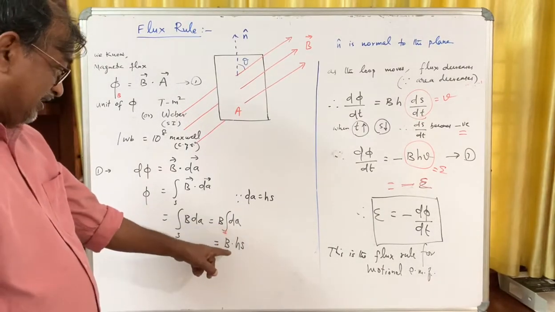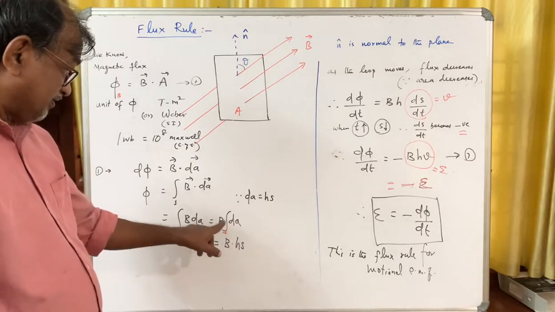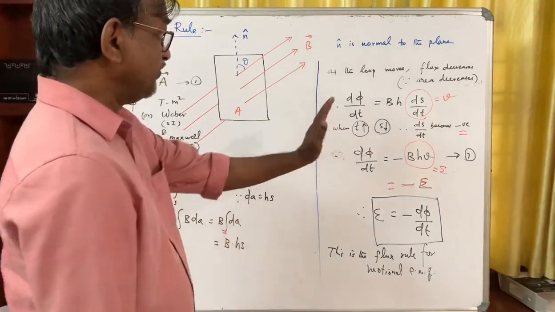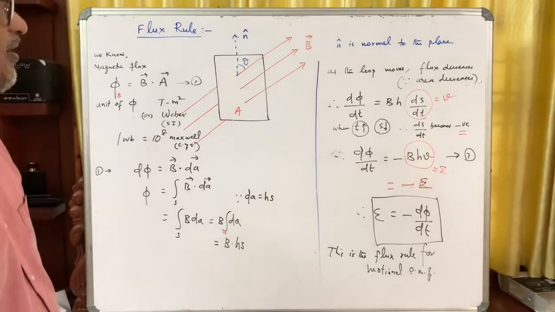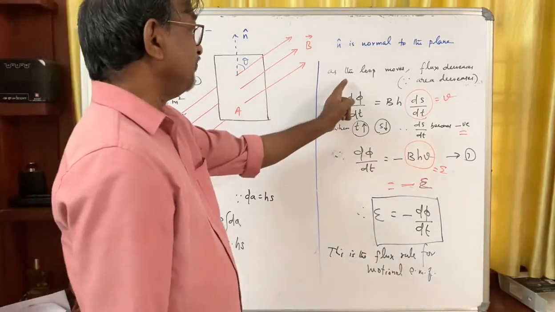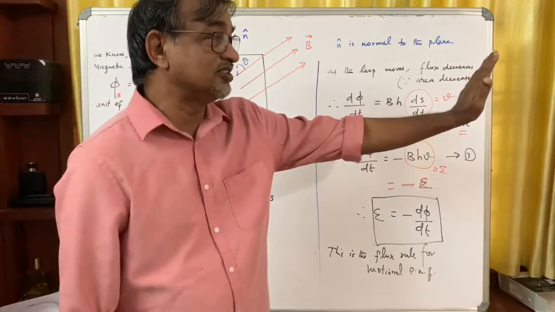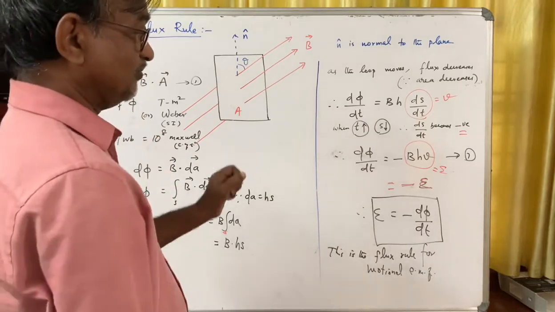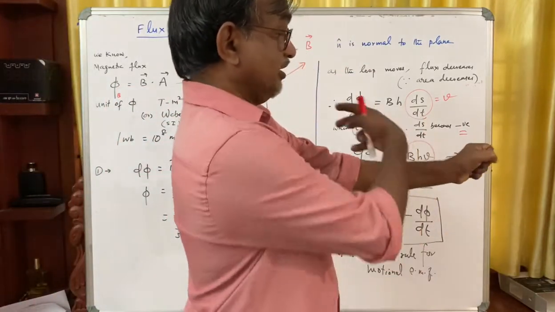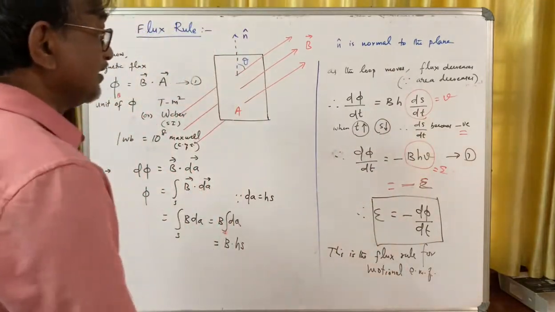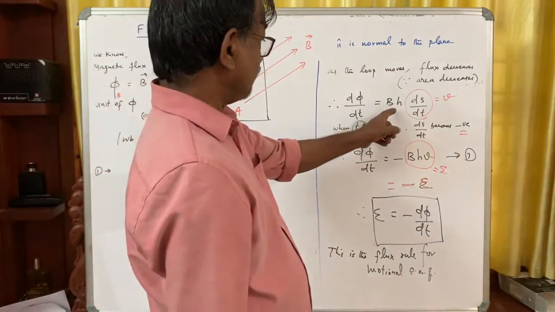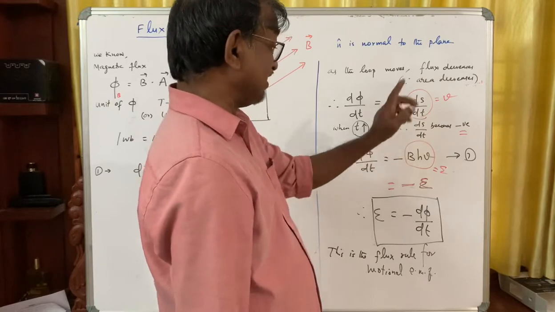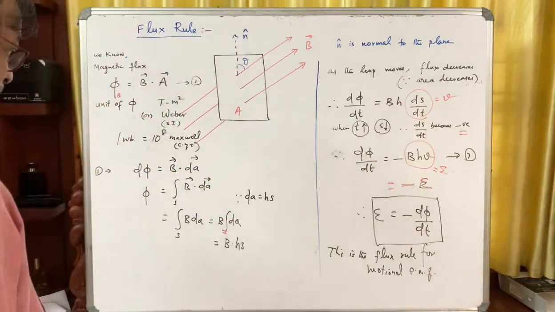So instead of this dA, I am writing hs. And here b is constant, so b is taken outside the integral sign. So in the previous figure, not this previous, the last but one figure, when the loop moves towards the right, the area covered decreases. So what happens to this equation? When time increases, s decreases. S means distance decreases.